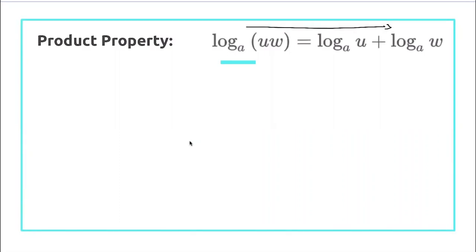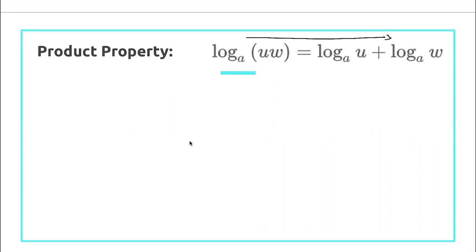But the one thing about this is when we solve equations, we're usually going to be using it this way, okay? So if we have one log and we turn it into a lot of different logs, that is called expanding. But when we go in the other direction, we call that condensing.